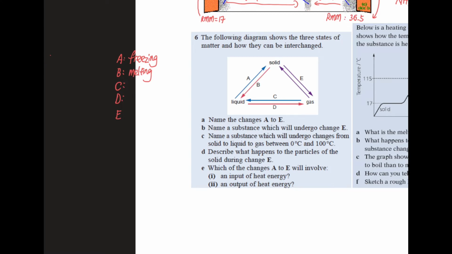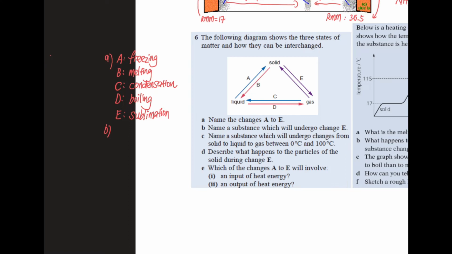C is gas to liquid. C is condensation. Condensation, correct. How about D? D is boiling. Boiling, correct. Okay, how about E? E is sublimation. Yeah, sublimation.